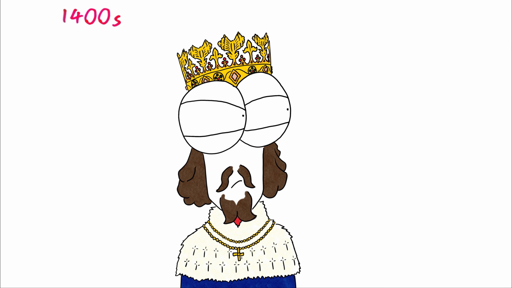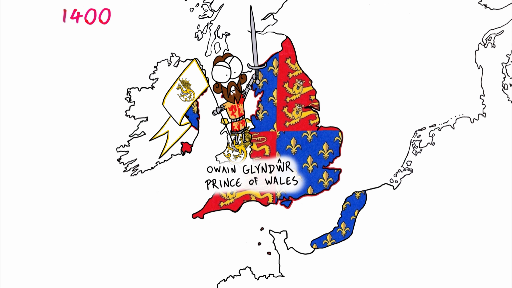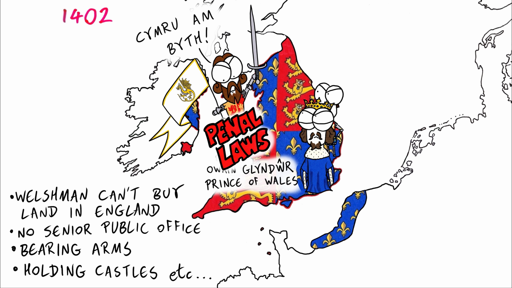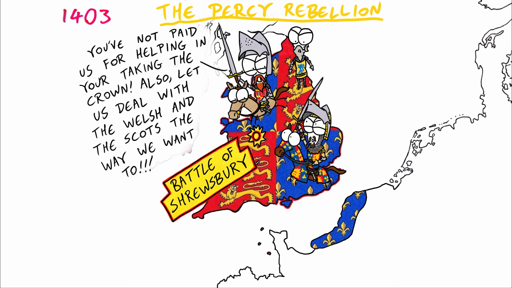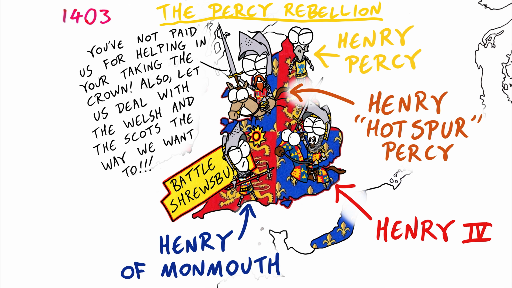Given that technically he'd not been the first in line for the throne, Henry faced many plots and rebellions. After a border dispute, Welshman Owen Glendower was proclaimed Prince of Wales. The English response was penal laws to punish the Welsh and limit them from basically doing anything. The Earl of Northumberland, Henry Percy, and his son, Henry Hotspur, led a rebellion against Henry IV, but Henry IV's son, Henry of Monmouth, led the Crown's forces to victory at the Battle of Shrewsbury.